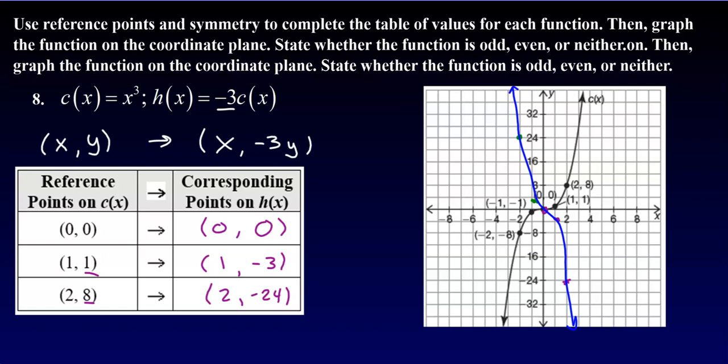They switch sides. And then the last thing it asks us to tell is if it's even, odd, or neither. Well, first of all, it's a cubic function, right? So it has an odd degree, and it goes through the origin, and it cuts the graph in the middle. So this is an odd function as well. So then that's how we do this here.